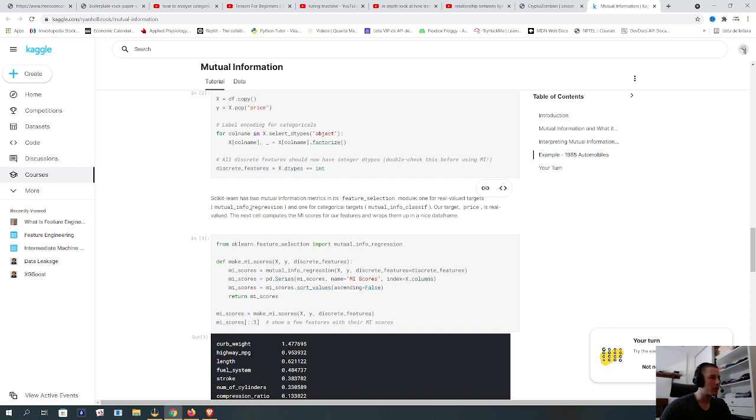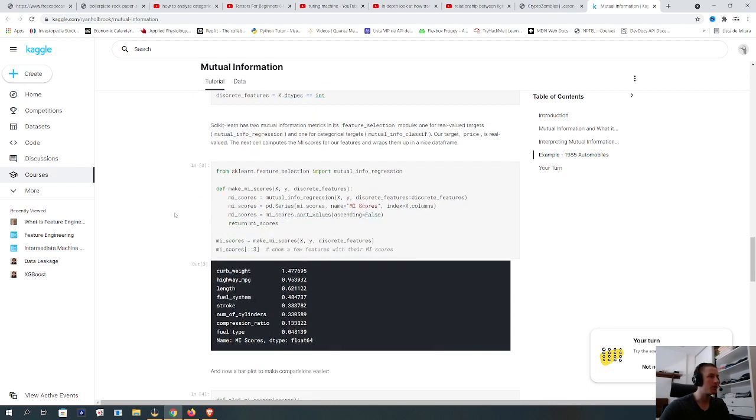Scikit-learn has two mutual information metrics in its feature selection module: mutual_info_regression for real-valued targets, and mutual_info_classif for categorical targets. Our target, price, is real-valued. The next cell computes the MI scores for our features and wraps them up in a nice data frame.